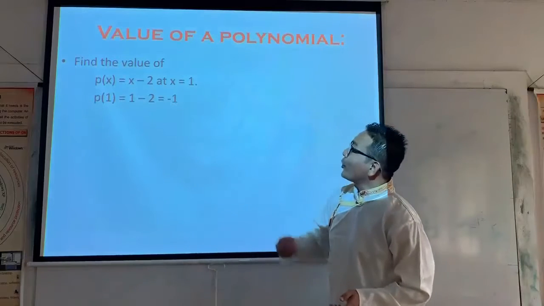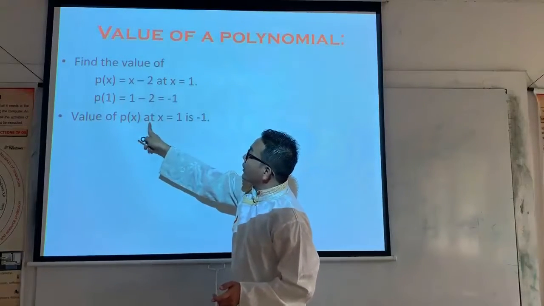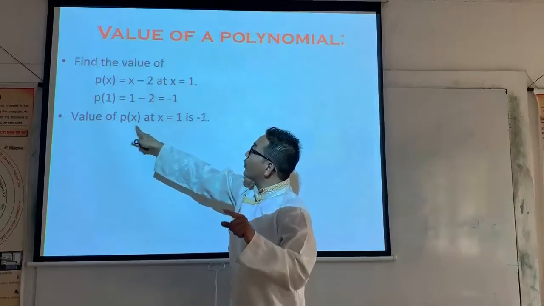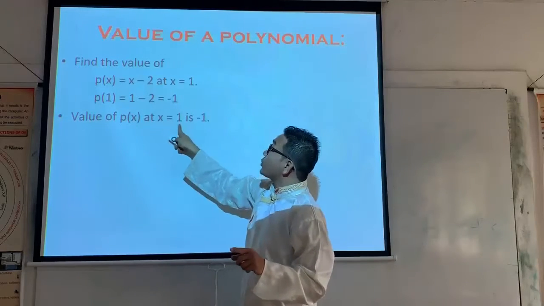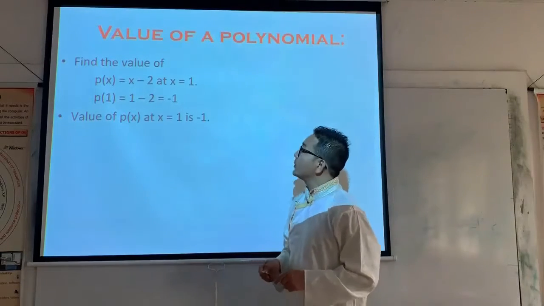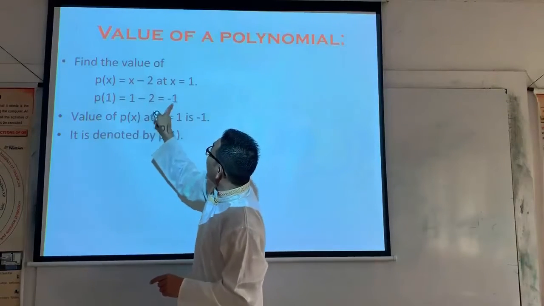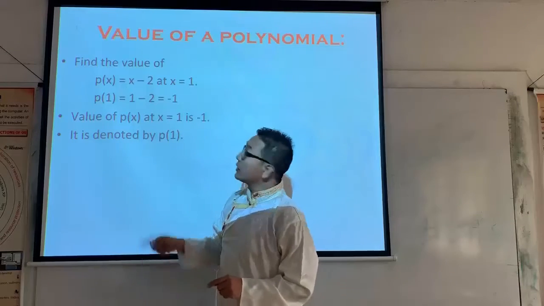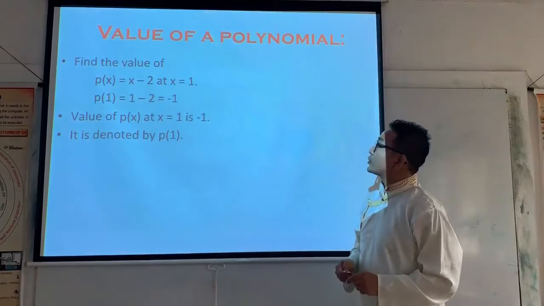Therefore, the value of the polynomial p of x at x is equal to 1 is negative 1. This is denoted by p of 1, so p of 1 is equal to negative 1.